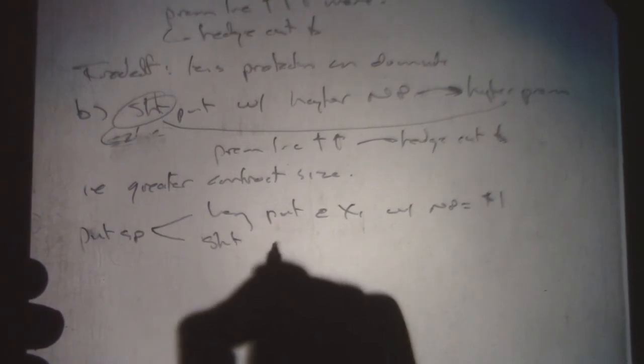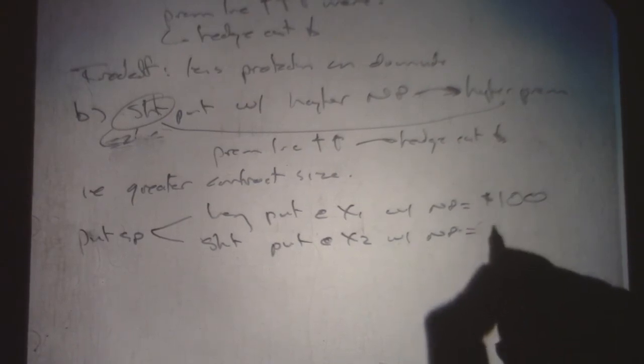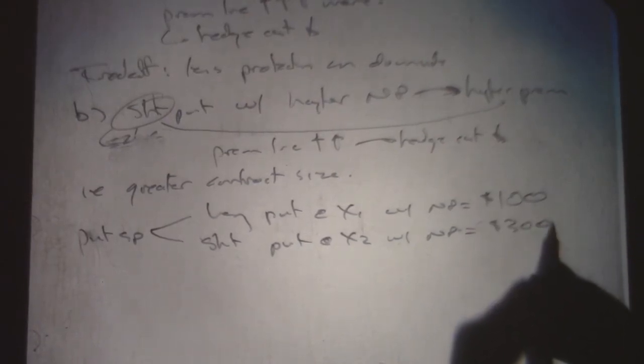So the author just elaborates a bit more. So here's our put spread. We could be long put at X1 with NP equal to $1, and we could do short put at X2. Oh, it's going to be confusing. Actually, instead of 10, just make it 100, and with NP equal to, let's say, $300, right?